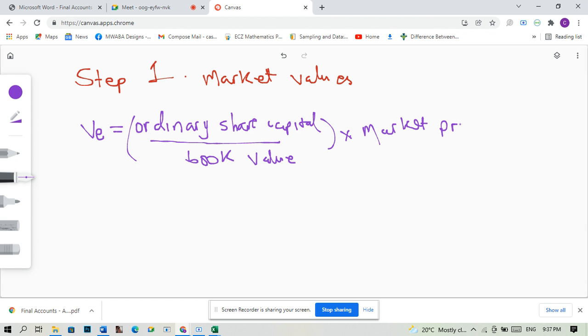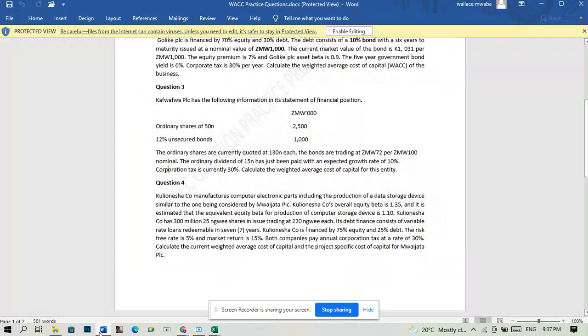So we're going to go to our information again and get our values. Okay, so if we refer back to the question, our ordinary share capital is 2,500, okay, the value of our equity, right? And the book value of our ordinary shares is 15 ngwe, okay? And then the market price for our ordinary shares is 130 ngwe, okay? So we have our information here, and our market price is here.